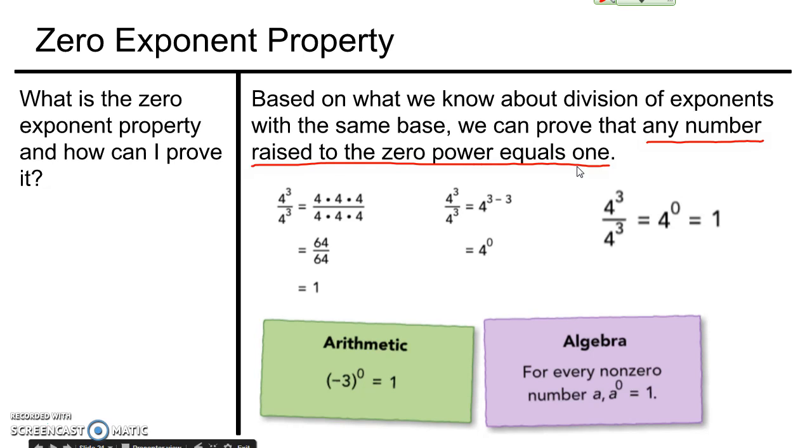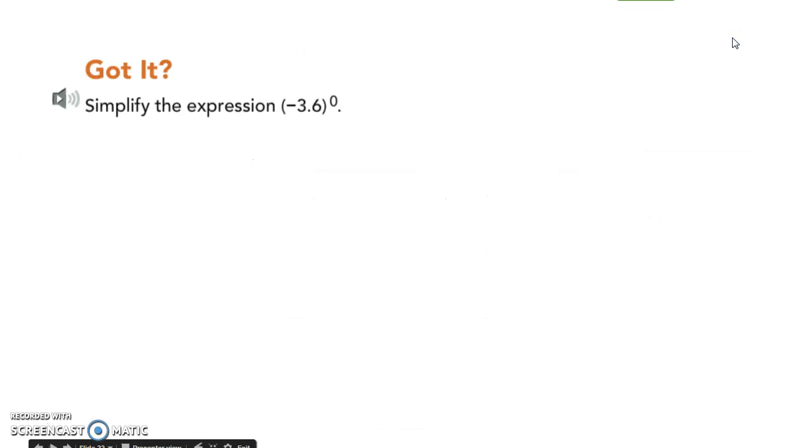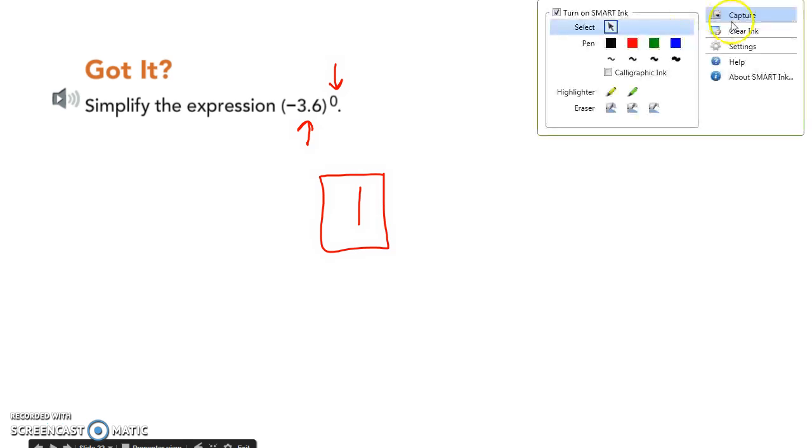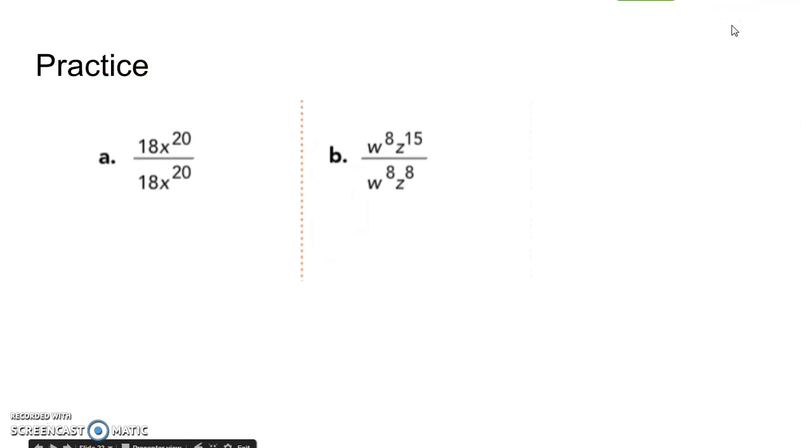This is very important for you to know so that we can do these last problems. This is the zero exponent property. Any number raised to the 0 power equals 1. All right, let's try an example. What is negative 3.6 raised to the 0 power? Well, based on our rule that any number to the 0 power equals 1, is this any number? Yep. So any number raised to the 0 power equals 1. Okay? Memorize it now. Any number to the 0 power equals 1.